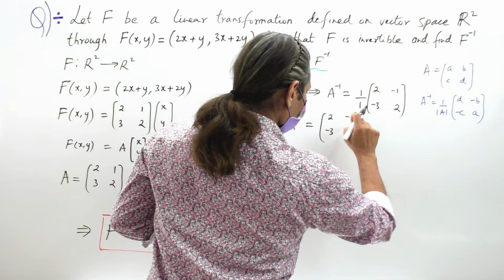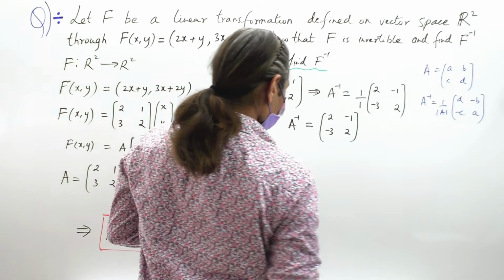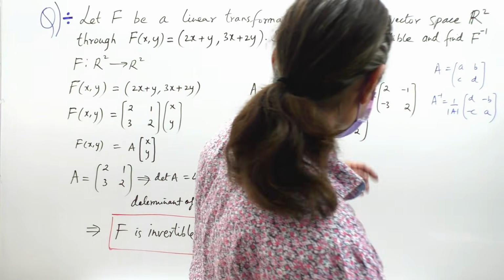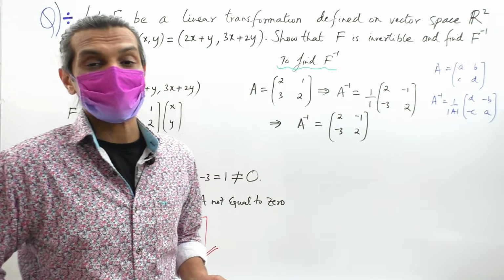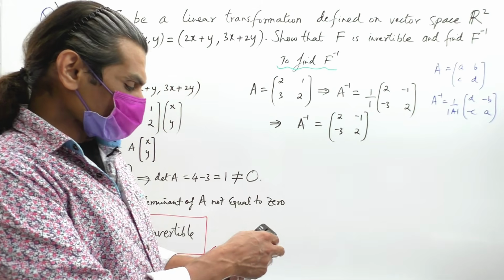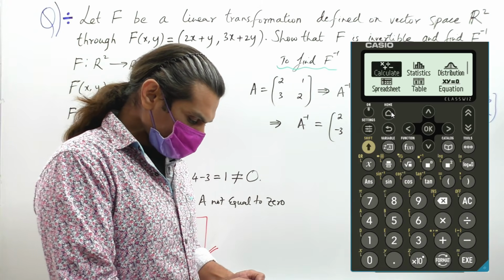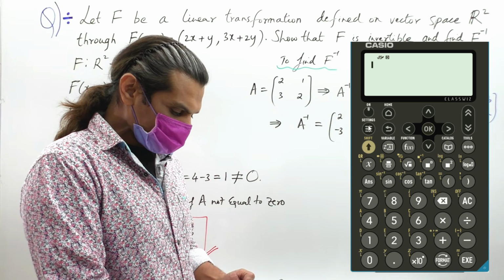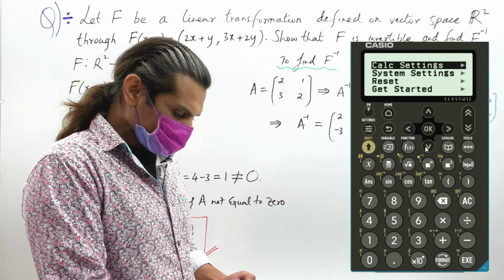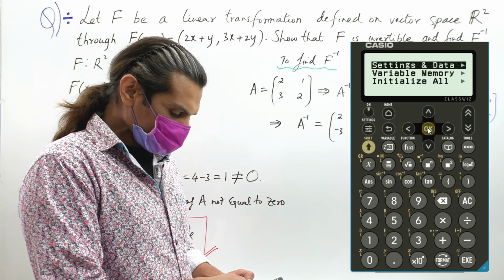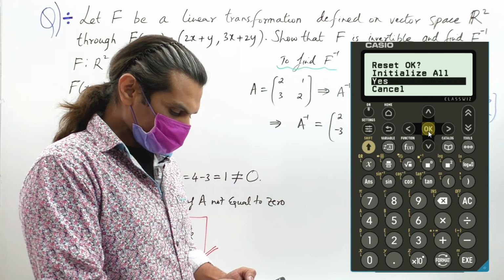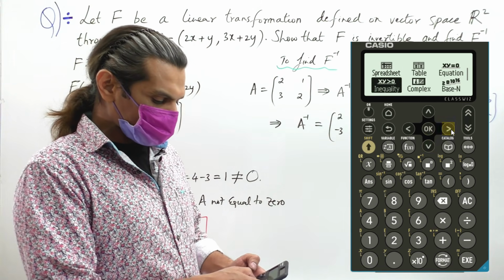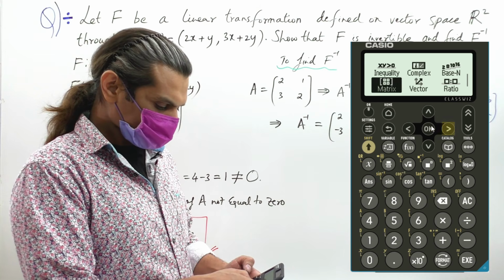Okay. Now, since we got A inverse, one more thing, we can find this A inverse making use of a scientific calculator also. I have the FX 991 EX here. So go to home. You better clear the memory here, otherwise you may get a wrong answer. So calculate, then settings, go to reset, initialize all. Okay, done. Now you need to go to the matrix mode.